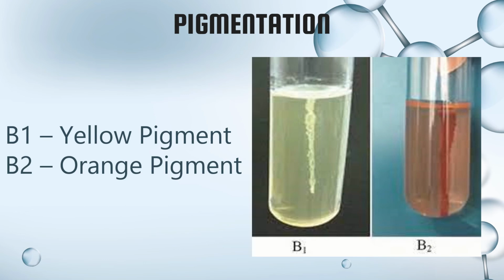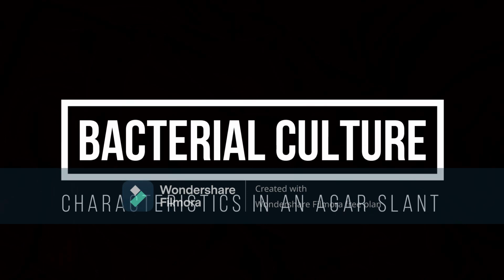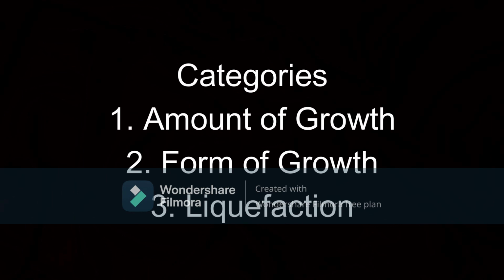Lastly, their pigmentation. These are isolated bacteria. The B1 was yellow pigmented while the B2 was orange pigmented. Both were gram-positive cocci with smooth colonies. Bacterial culture in agar slants can be characterized into three major categories. Number 1 is the amount of growth, second is the form of growth, and the third and last is liquefaction.